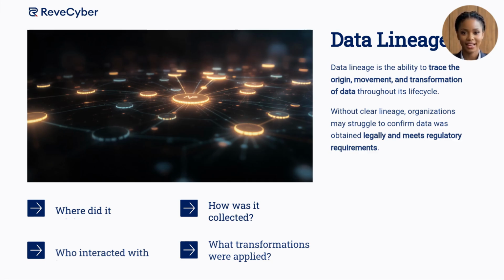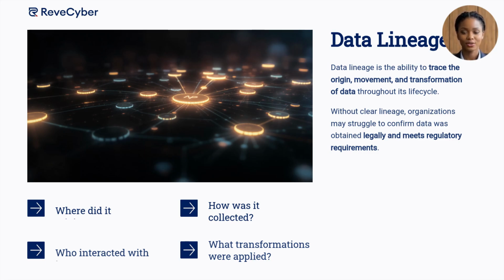Think about a typical AI project inside an organization. Data might start in one place, maybe a customer database, a sensor system, or a transaction log. That data might then be exported into a data warehouse, cleaned by data engineers, transformed into a different format, and eventually used by data scientists to train a machine learning model. By the time the data reaches the model, it may have passed through several different systems and teams. Data lineage helps organizations track that entire journey.